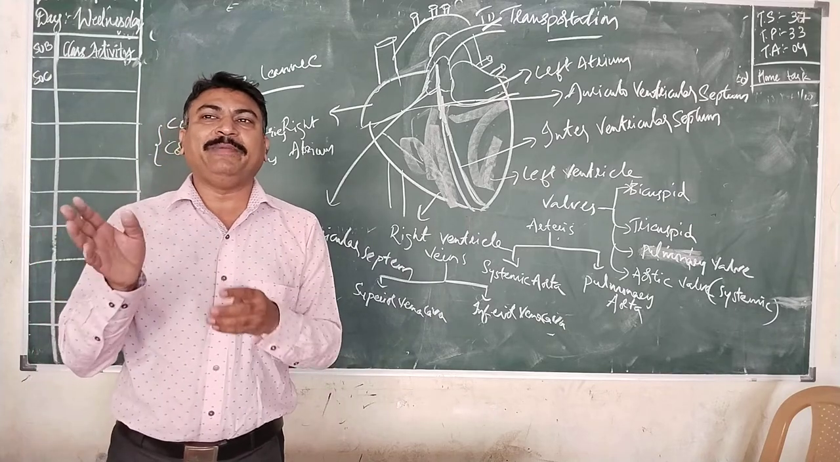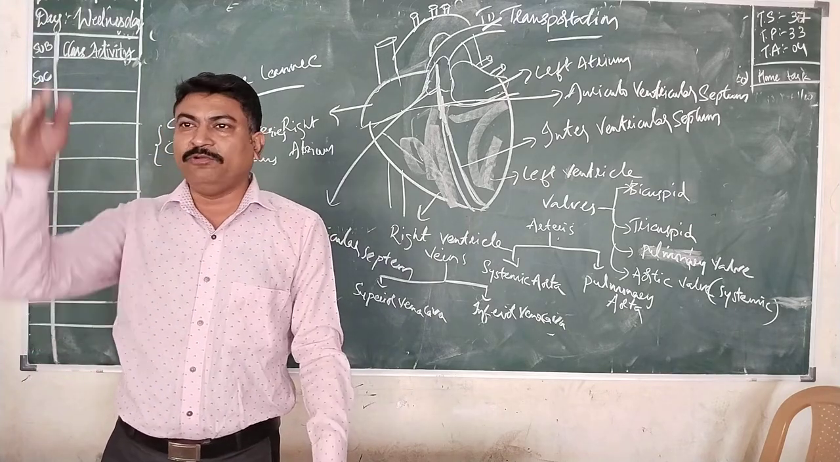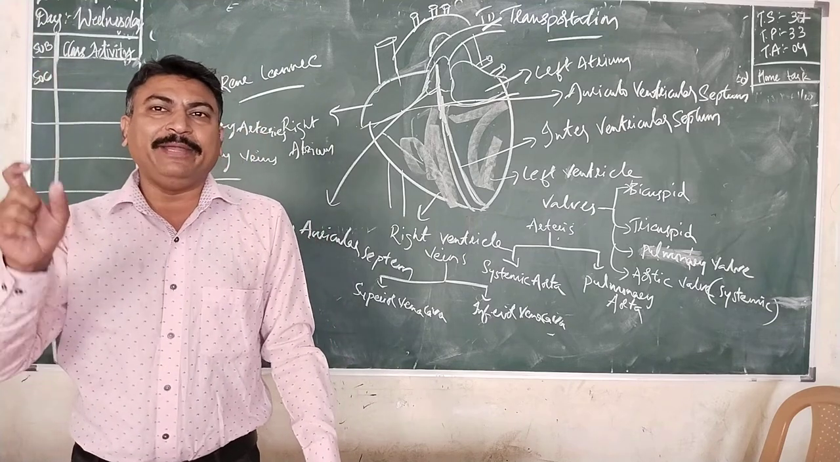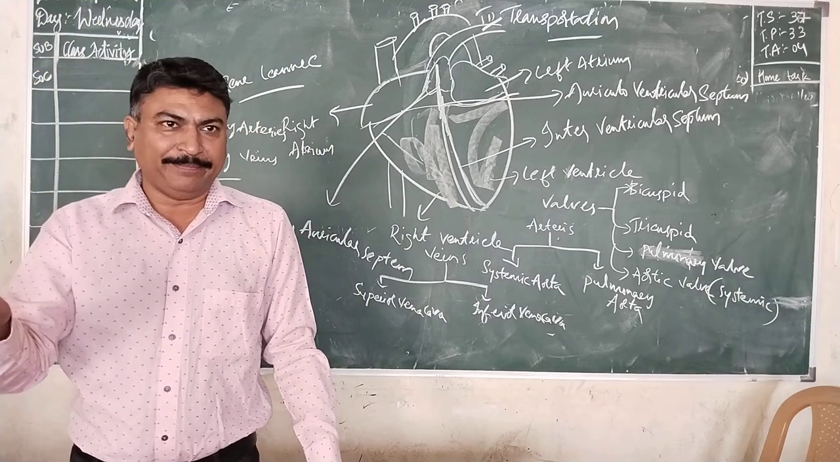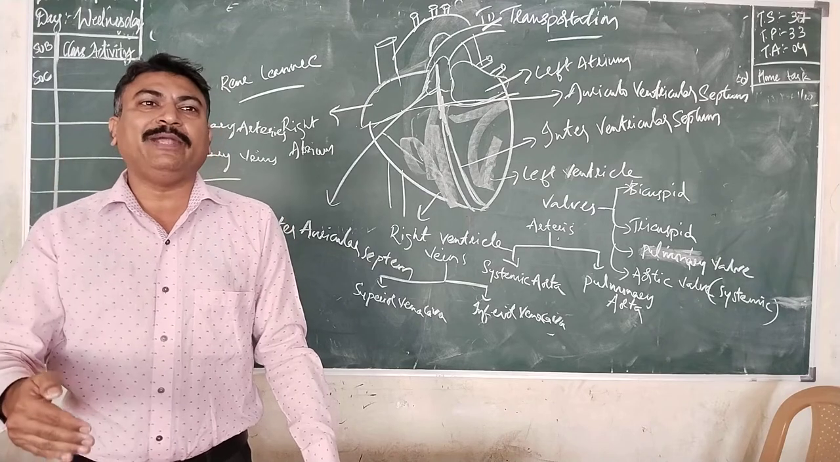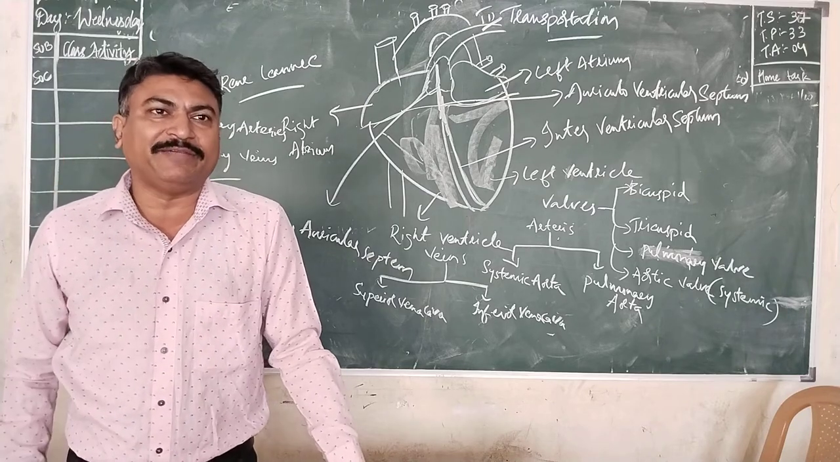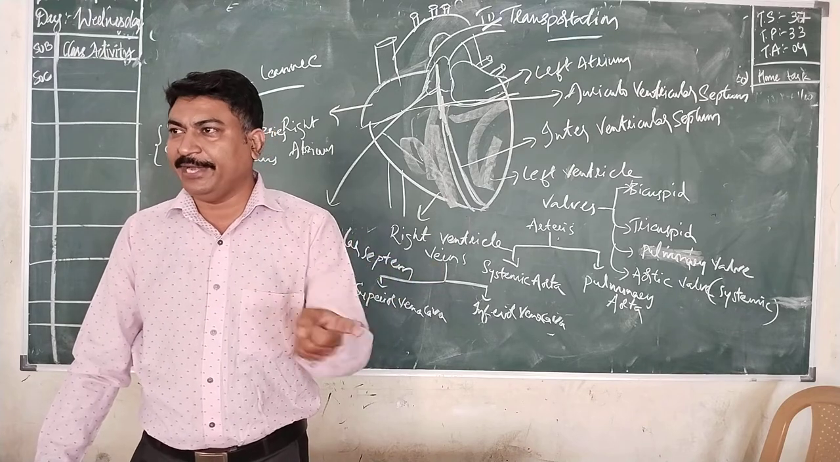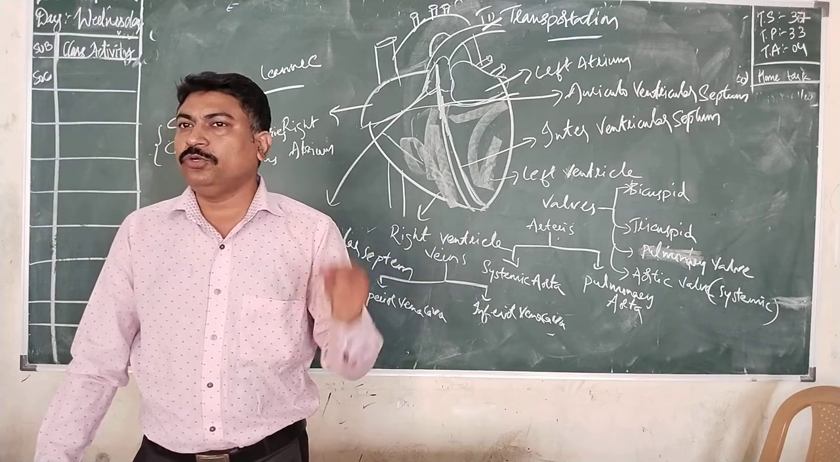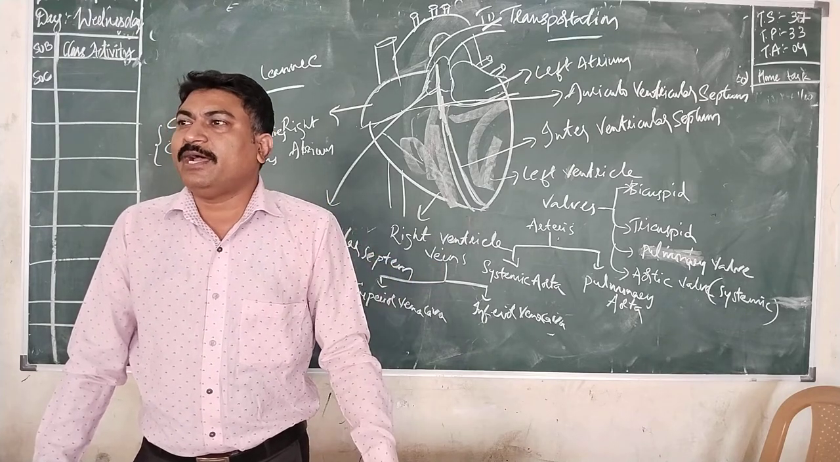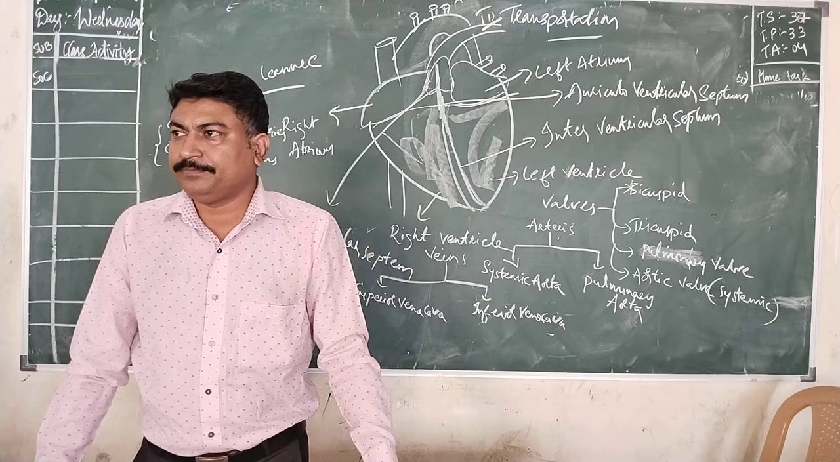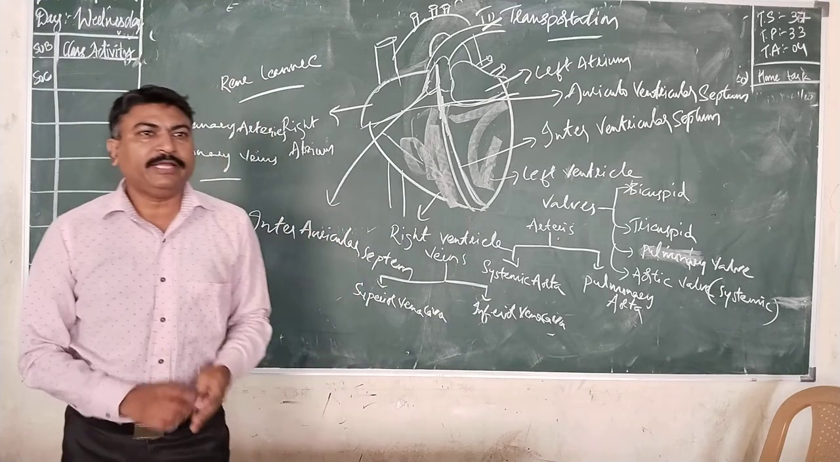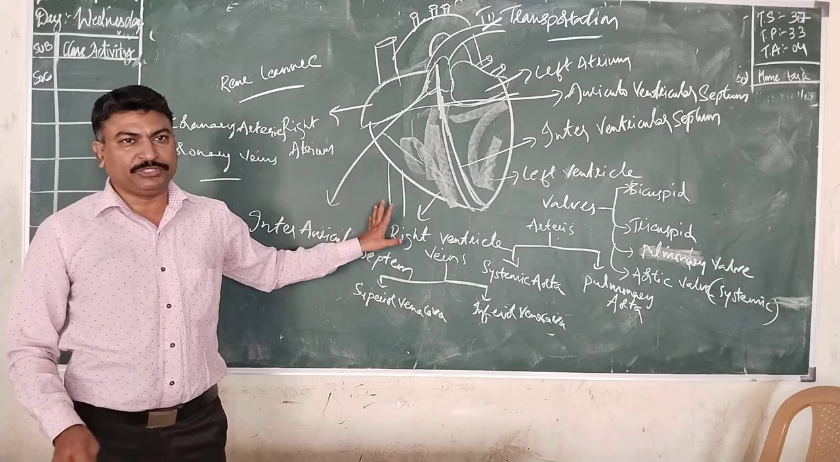And repeat this experiment with different friends. You will come to the conclusion that the heartbeat will vary in every person. The approximate heartbeat will be around 72 or 74 times, between 70 to 80 times. This is how to test the heartbeat of a person. Is it clear? This is the introduction regarding the transport system.